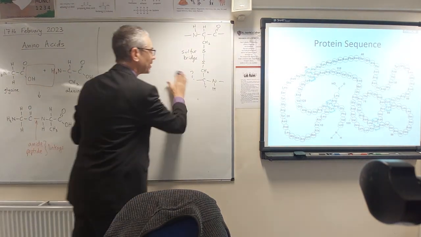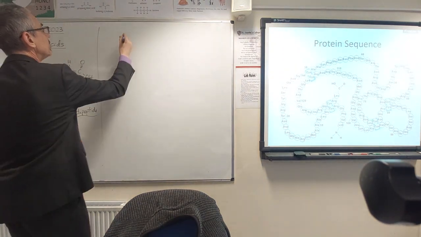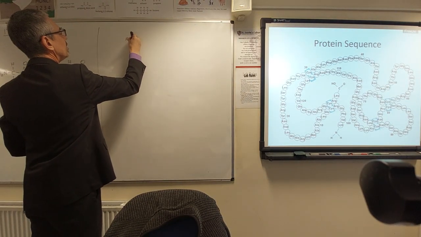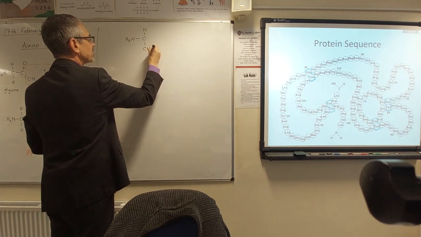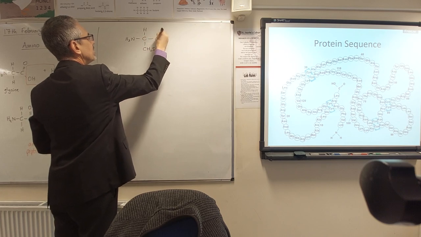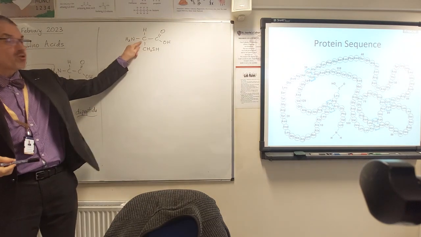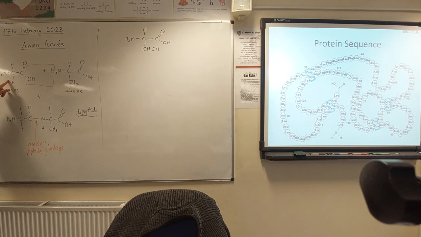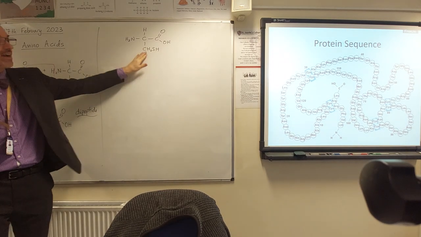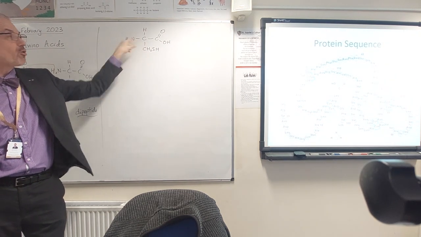Now, one of the important aspects of amino acids is, should we just use cysteine for the moment? There we are. It is the fact that there are four different groups around that central carbon. If it's not glycine, glycine's the simplest of the amino acids. But if we have any of the other amino acids where the R group is something interesting, we have four different groups around a carbon.